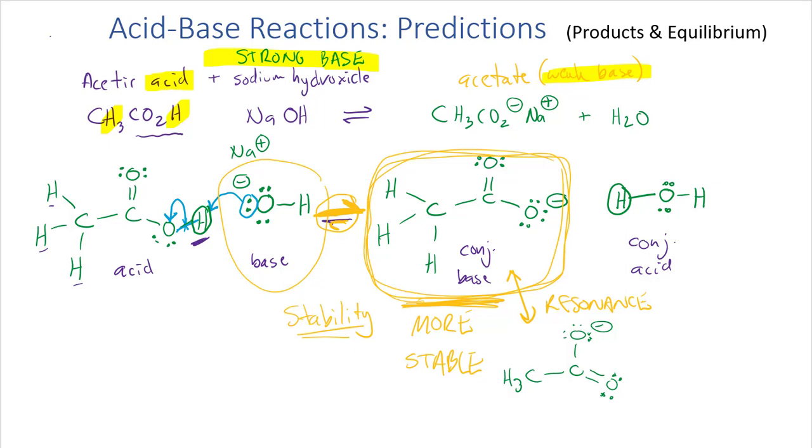So at this stage, we have predicted that in qualitative terms, we're predicting that we have a forward favored reaction.